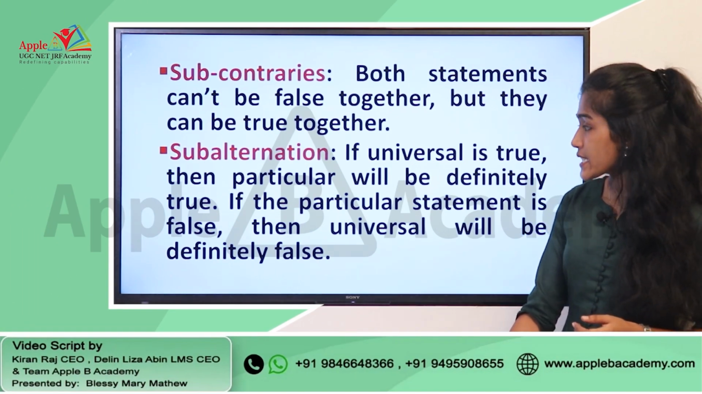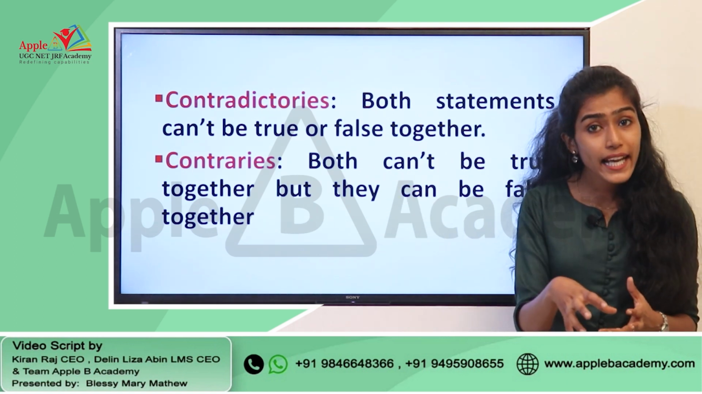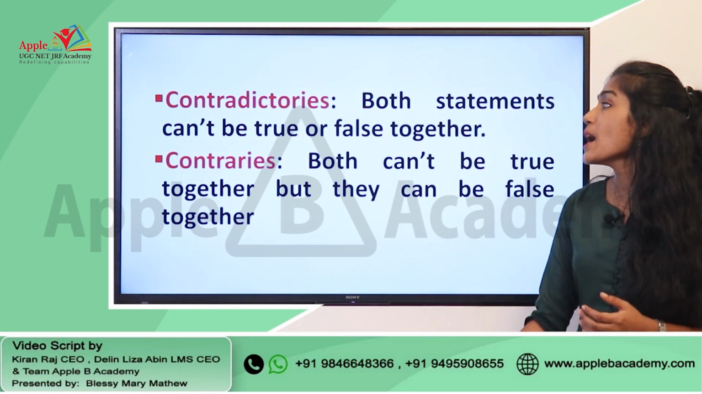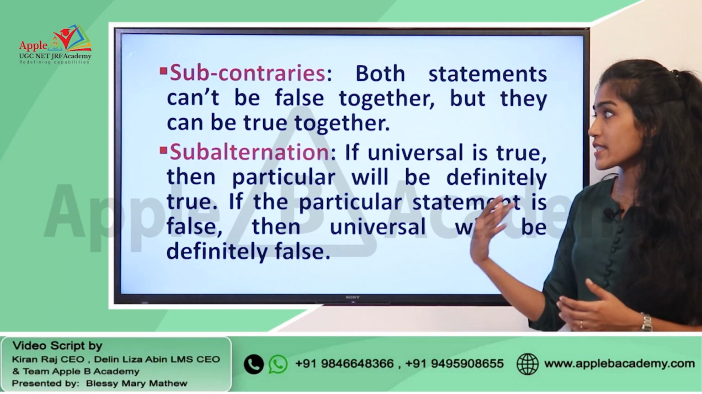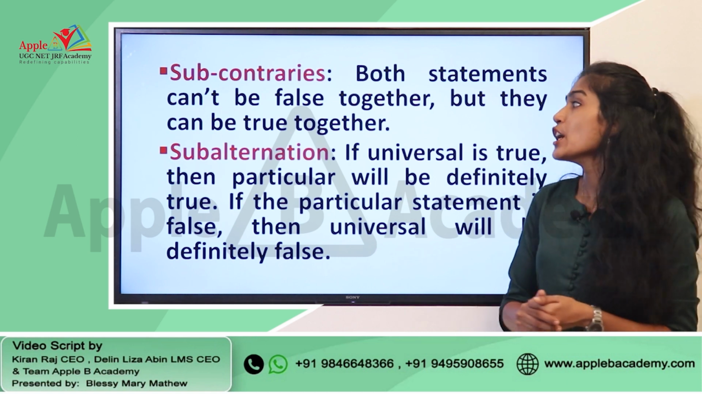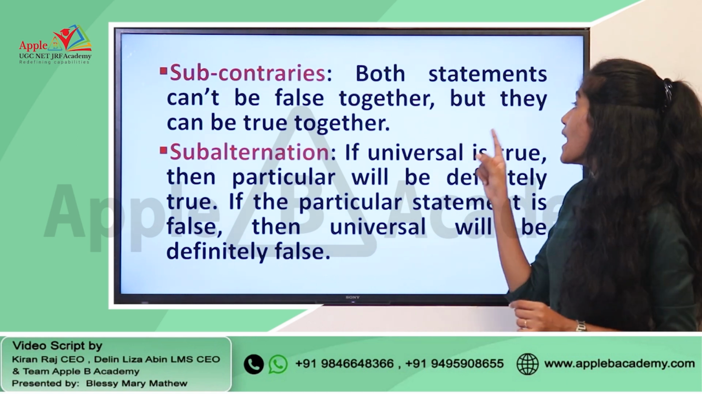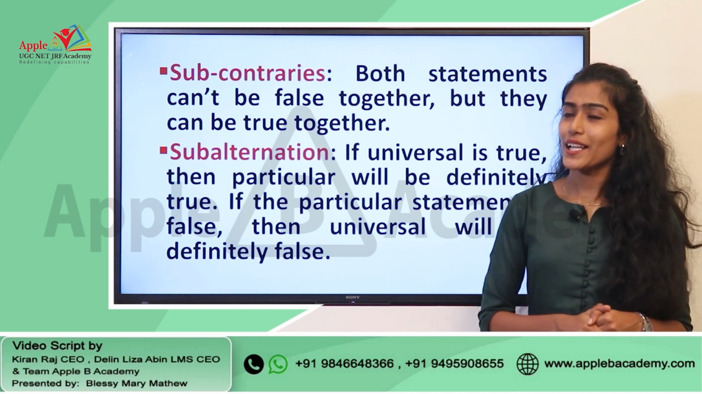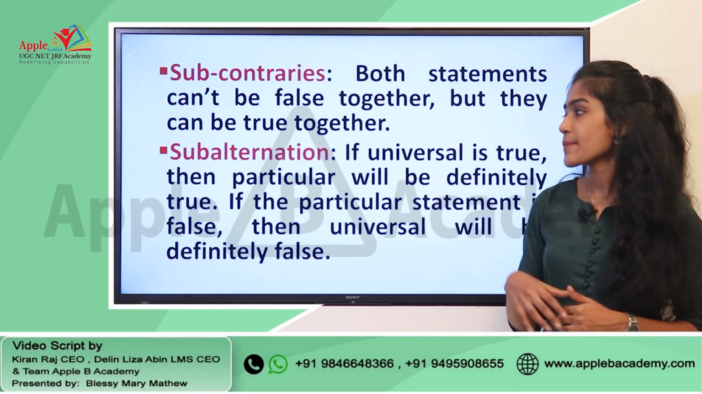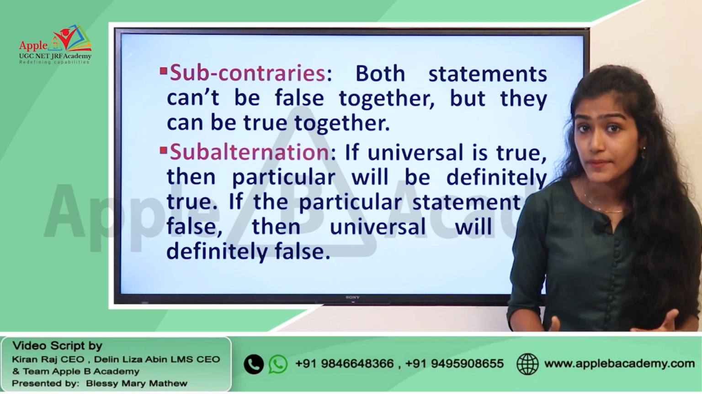When we discussed contraries, we said that they cannot be true together, but they can be false together. But when it comes to subcontraries, this is quite different. It is just the opposite of what we have discussed in contraries. Both statements cannot be false together, but they can be true together. So, that is subcontraries. And then we are moving to the next relationship, that is subalternation.